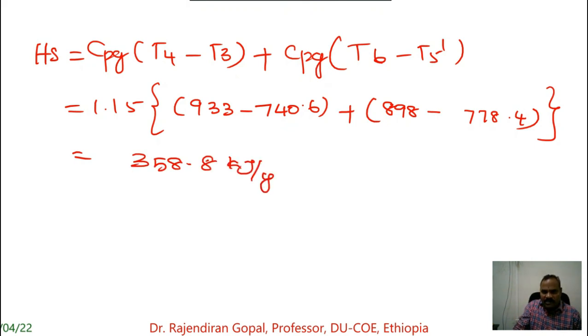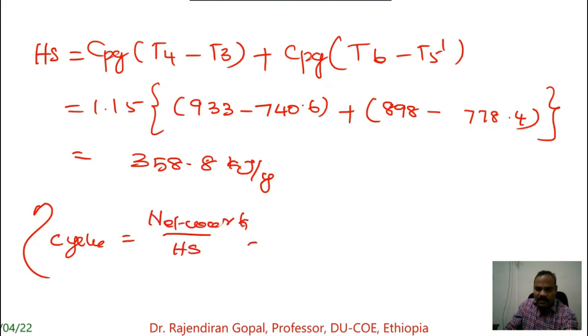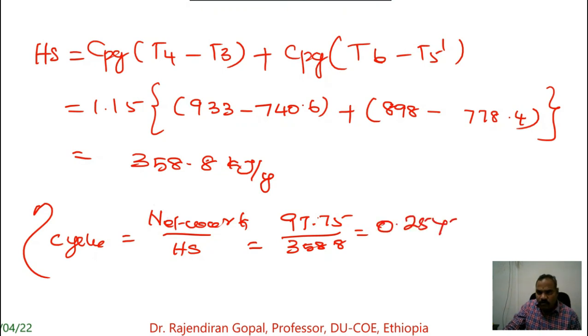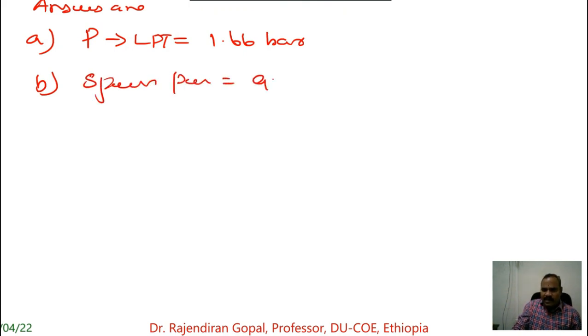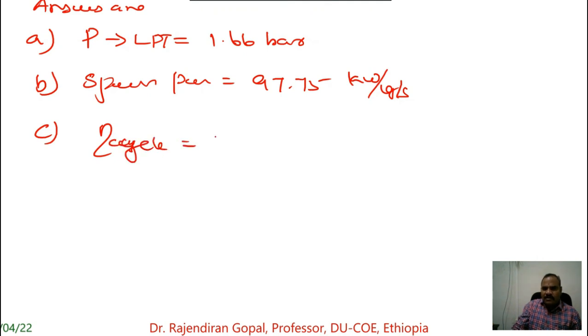We get the heat supplied is equal to 358.8 kilojoule per kg. Then the cycle efficiency is equal to net work over heat supplied, that is equal to 97.75 over 358.8, which is equal to 0.2542, that is equal to 25.42%. Answer. The answers are: the pressure entering the low pressure turbine is equal to 1.66 bar; B, the specific power output is equal to 97.75 kilowatt per kg per second; and third, the overall cycle efficiency is equal to 25.42%.